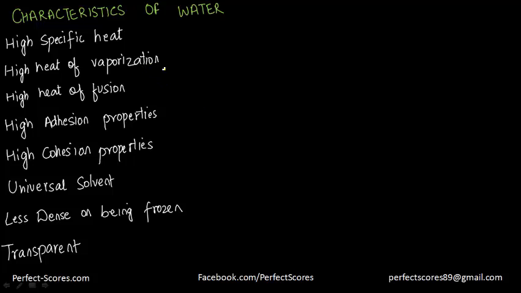High specific heat. This refers to the amount of heat that must be absorbed in order for 1 gram of water to increase its temperature by 1 degree Celsius. So that is what high specific heat means. That means that water takes a lot of heat before its temperature can increase by 1 degree. And similarly, it needs to let out a lot of heat before its temperature reduces. That means it's not really quick to heat or cool down water. It takes a lot of time.